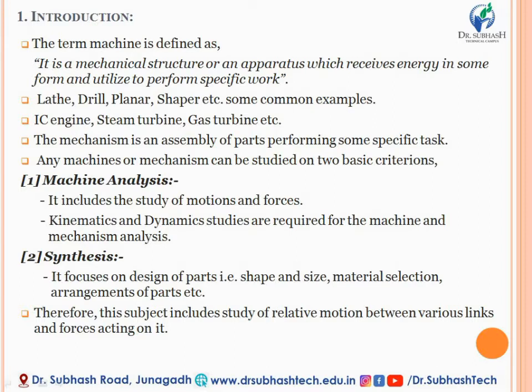Now, as we know, in order to convert one form of energy to another, we require some mechanism. And for that, we know that a mechanism is made by assembling a number of links. Each and every link is connected with the others, and ultimately forms a mechanism, which is the heart of any machine, converting one form of energy to the required form of energy at the end.